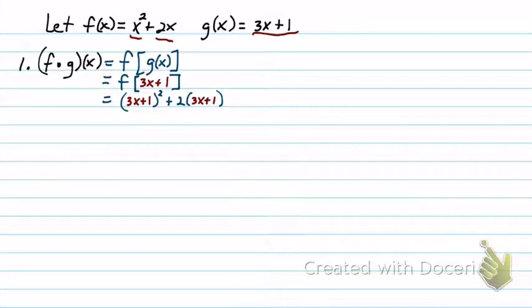So now we need to simplify this, so we're going to have to FOIL 3x plus 1 times itself. Notice I distributed there. Let's go ahead and simplify this.